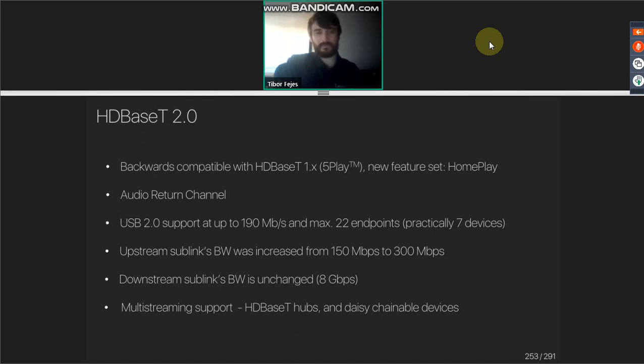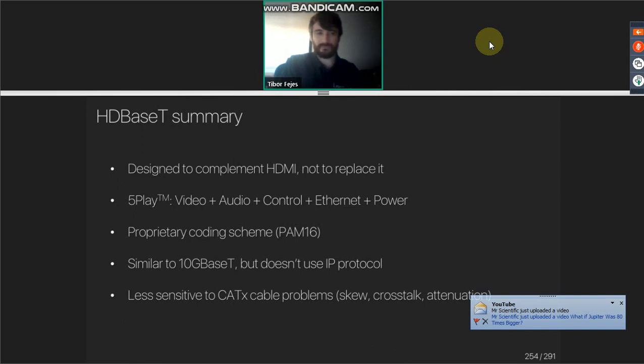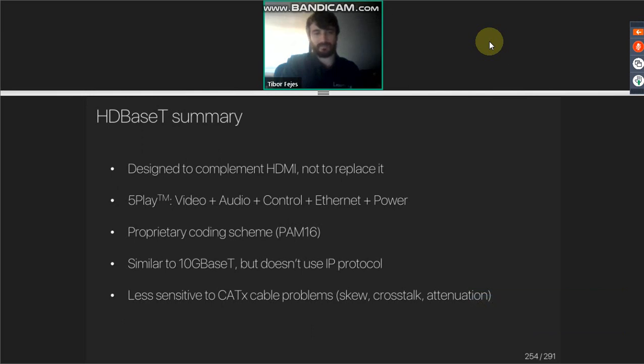So to summarize, HDBaseT is designed to complement HDMI, not to replace it. We have the 5-play with the different features. It's using a proprietary coding scheme with PAM16, similar to 10 gigabit Ethernet, but doesn't use IP, and it's less sensitive to Cat-X cable problems, which was kind of the whole reason it came about in the first place.